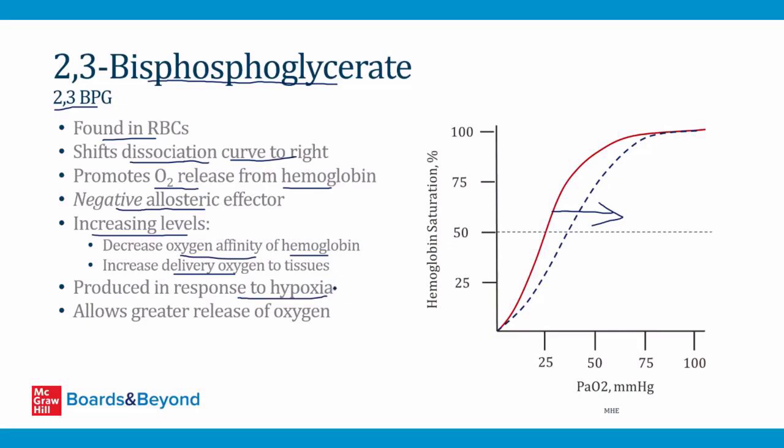And we'll talk more about this in a second. But in other words, when the body senses hypoxia, red cells will produce more 2,3-BPG, and that will allow them to release greater amounts of oxygen.